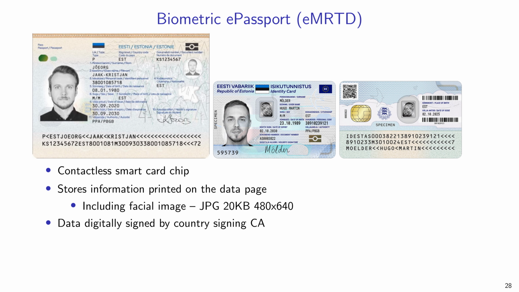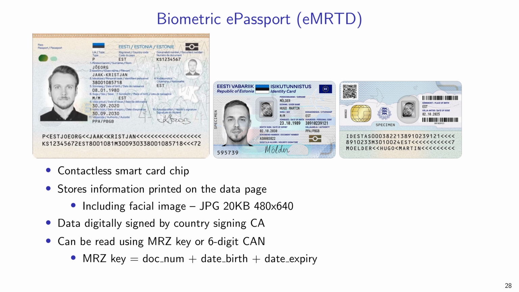The idea is that forging a digital signature should be much harder than creating a physical forgery that must be detected by the human eye. Now, to provide some privacy, the data from the eMRTD applet can be read only using a key derived from the machine readable zone, or MRZ, which is these lines here, or by using a 6-digit card access number printed here. The key derived from the MRZ consists of 3 concatenated values: the document number, the date of birth, and the document expiry date. Using these MRZ values or the card access number, a secure channel can be established with the applet and the data then be read from it.